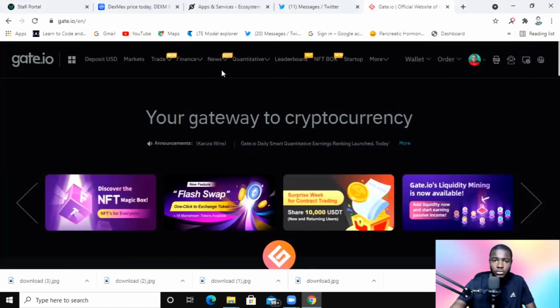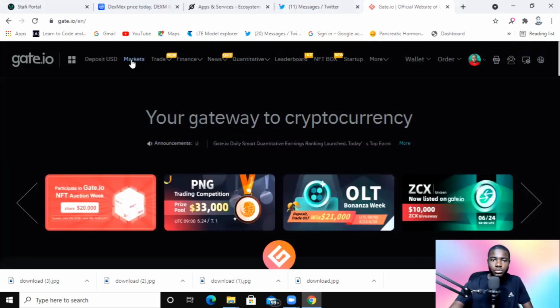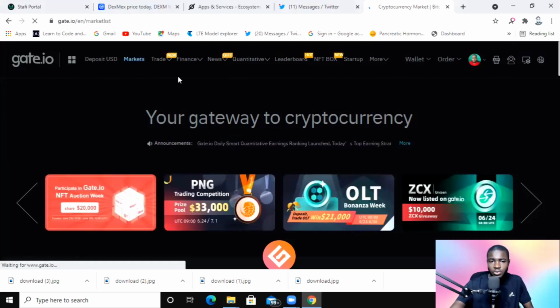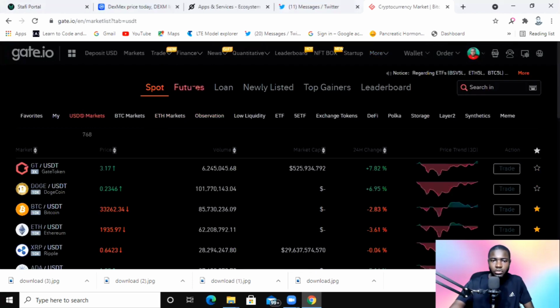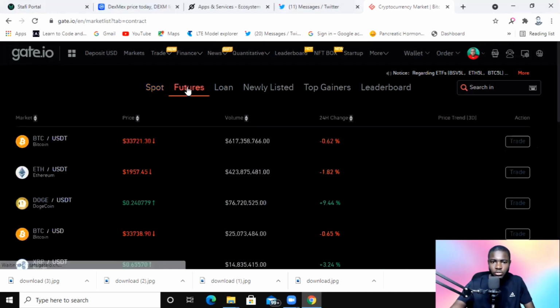So, if you want to trade futures, you can go to markets. There are different ways to go about it, but you can go to markets, and when you go to markets, you can see spot markets. This is the spot market right here. Then you can see the futures market, right?